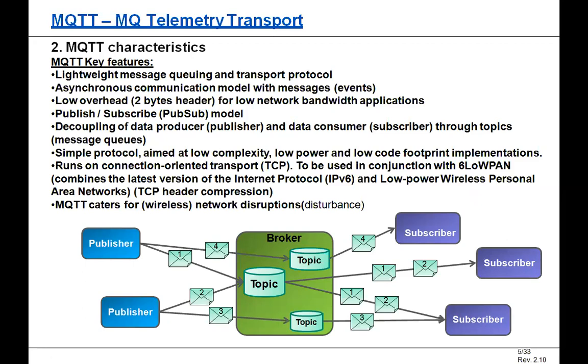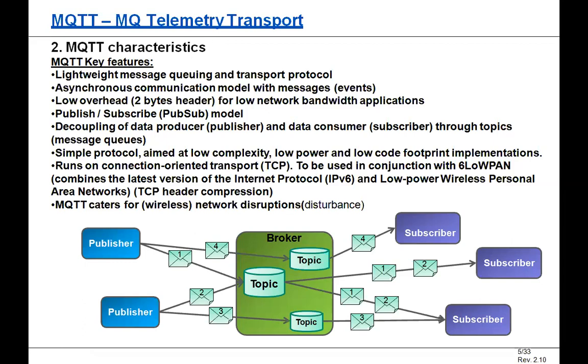The characteristic features are: lightweight, as I told you, a lightweight message queuing and transport protocol; an asynchronous communication model with messages; low overhead for low network bandwidth applications; and a publish and subscribe model, which provides decoupling of data producer and data consumer through topics. It is a simple protocol aimed at low complexity, low power, low code footprint implementations, and runs on a connection-oriented transport protocol.